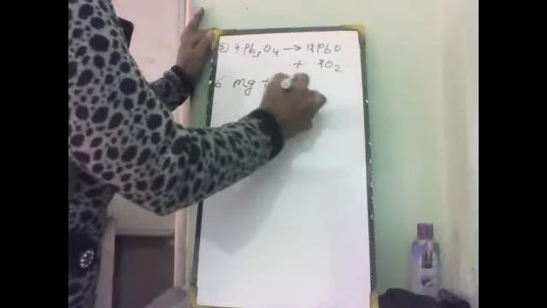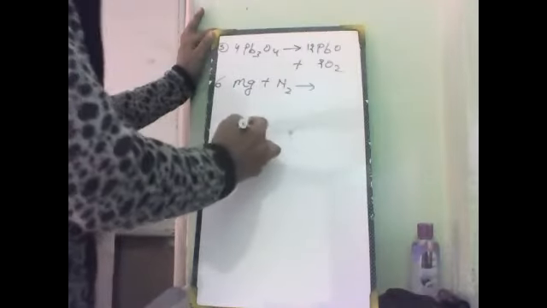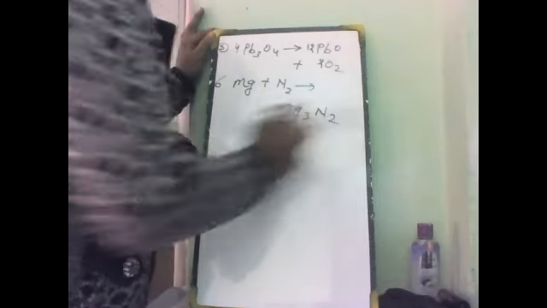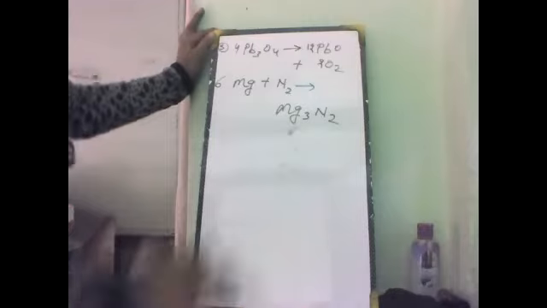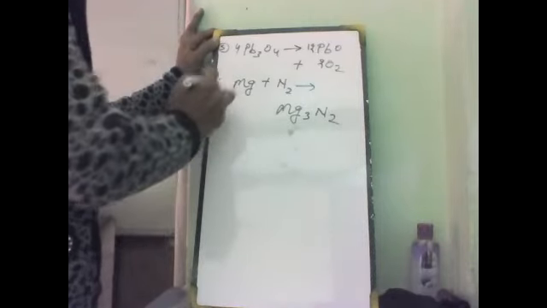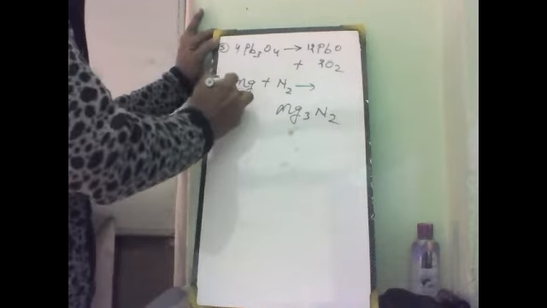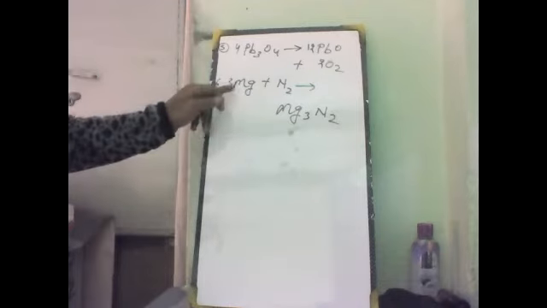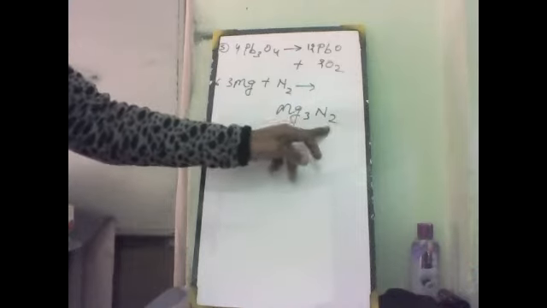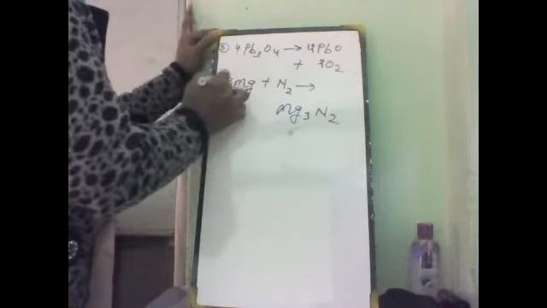Equation number 6. Mg reacts with nitrogen to form Mg3N2. Number of magnesium is 3 here. To make it 3 here, we have to put 3. On putting 3, the number of magnesium is 3 and the number of nitrogen is already 2. So there is no need to balance more.